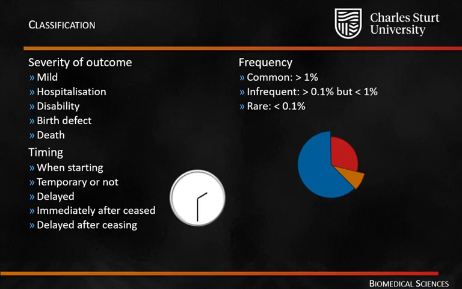And finally, on this slide, we're just looking at frequency. So using the AMH's frequency guide here, we're looking at adverse drug reactions that are common. So more than 1% of the population experience it. If it's infrequent, it's between 0.1 and 1%. And if it's a rare adverse drug reaction, then it's less than 0.1%.